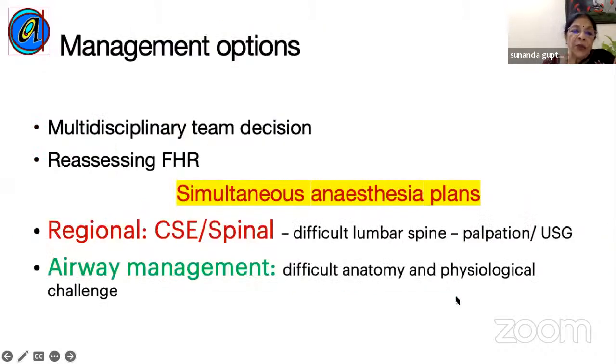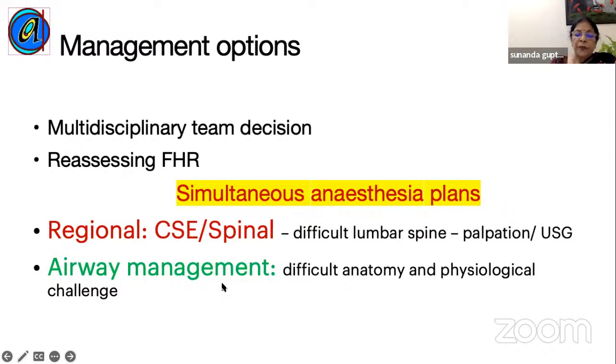So for the management options, you always have to discuss with the neonatologist and the obstetrician and your colleagues, reassess the FHR and simultaneously start your anesthesia plans. If you're going in for regional, or combined spinal epidural, or spinal, it's a difficult lumbar spine with a BMI of more than 60. So a USG-guided method would be much better.